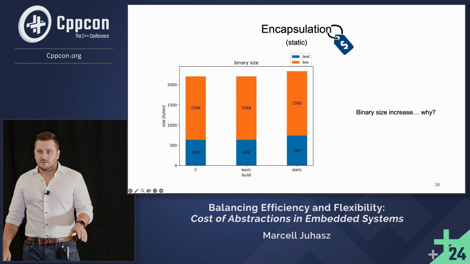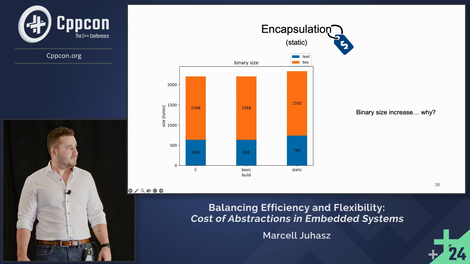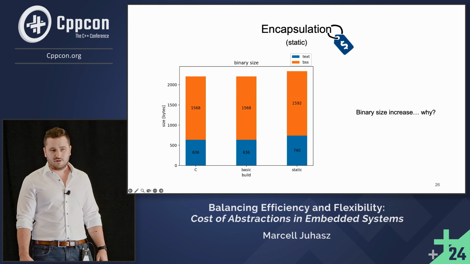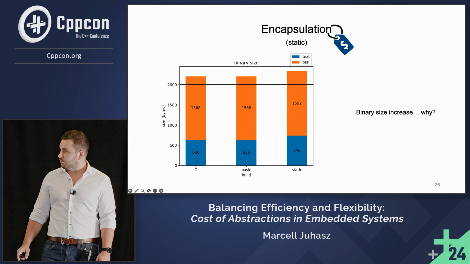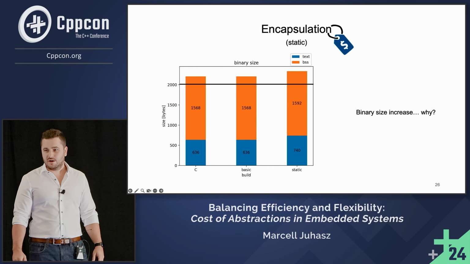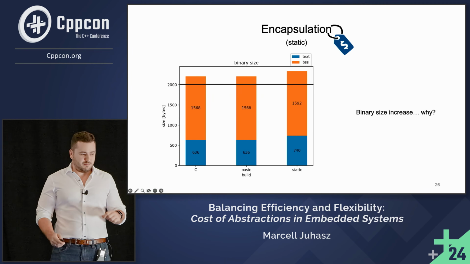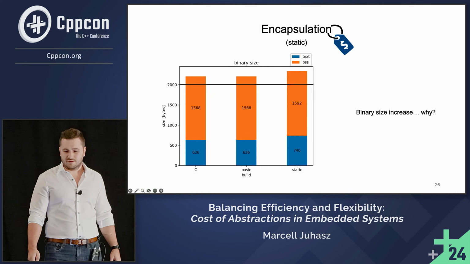Now, when I compile this code, I noticed that there is a slight increase in binary size, and this slight increase does not seem like much at first sight. But if you remember, at the beginning I told you that the base firmware's binary size was already around 2 kilobytes. So the increase in binary size is quite significant. So the question is, why did this happen?